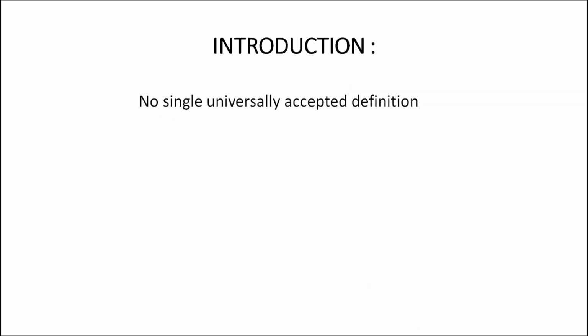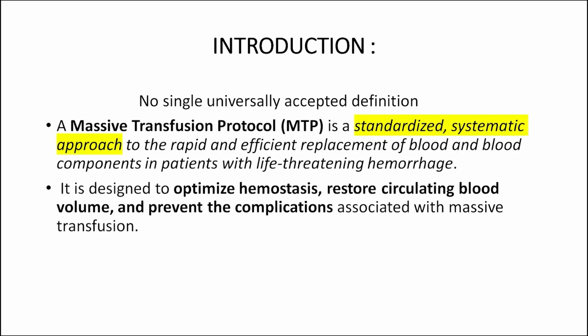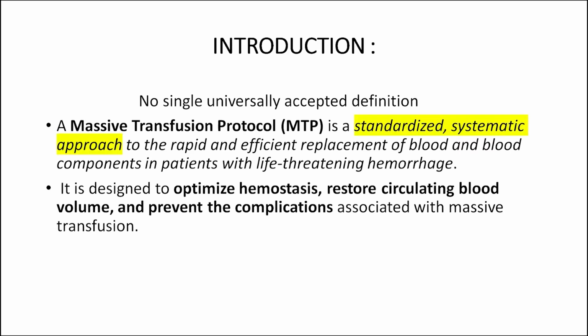There is no single universally accepted definition of MTP. Massive transfusion protocol is a standardized systemic approach to the rapid and efficient replacement of blood and blood products in patients with life-threatening hemorrhage. It is designed to optimize hemostasis, restore circulating blood volume, and prevent complications associated with massive transfusion. Massive transfusion is different from massive transfusion protocol. Remember, if they ask you what is MTP, say it's a standardized systemic approach with rapid efficient replacement of blood and blood products given to treat patients with life-threatening hemorrhage.